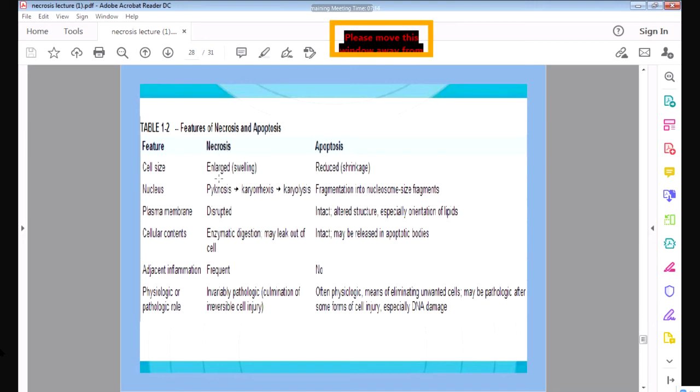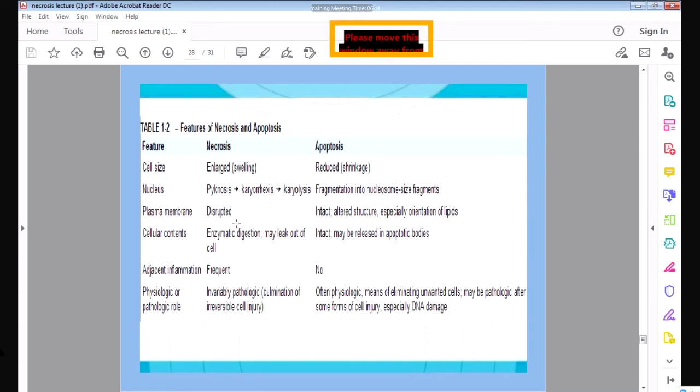So what will happen in necrosis? The cell is enlarged. I told you in the starting diagram, the water will come and the cell will enlarge, and also the organelles inside the cell will enlarge. Whereas in apoptosis, the cell will be reduced in size. Then in the nucleus, there is pyknosis, where the nucleus becomes small in size, karyorrhexis, where the nucleus breaks into small fragments, and karyolysis, where the nucleus disappears. But in apoptosis there will be no pyknosis, only fragmentation, that is karyorrhexis.